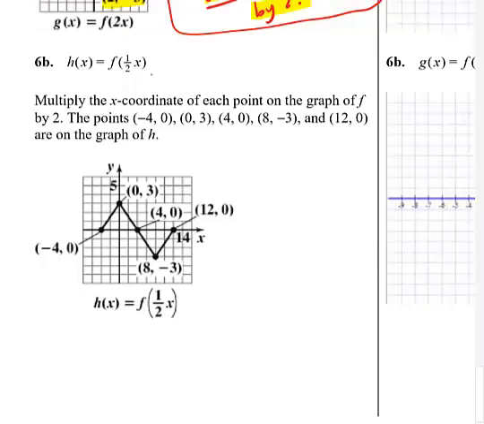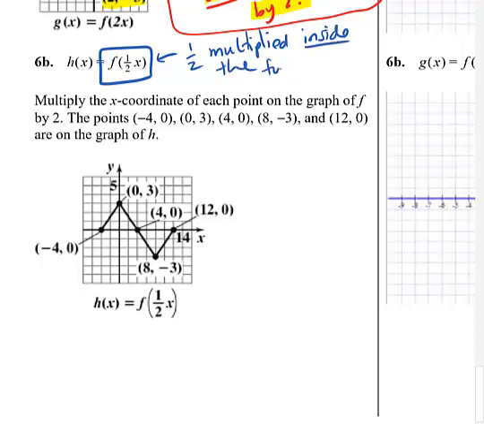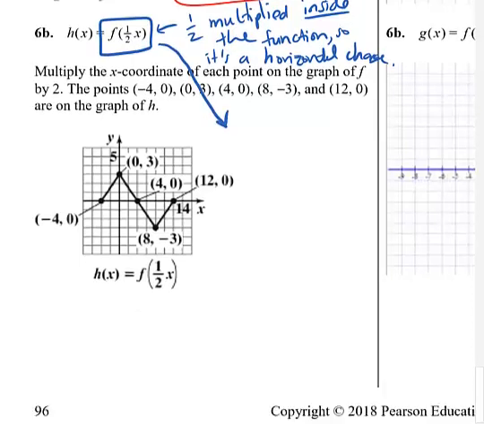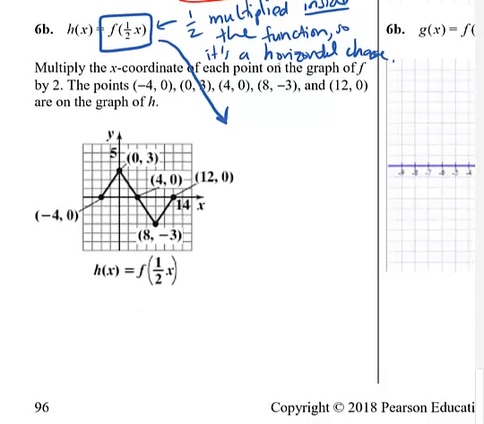So here's another one. So this is a 1/2 multiplied, that's kind of what I'm thinking in my head, inside the function. So it's a horizontal change. Okay. And so what my instinct would be is, okay, there's a 1/2 multiplied in there, and it's a horizontal change. Horizontal changes happen to x values. So I know for sure something's happening to the x values because that's what happens in horizontal changes.